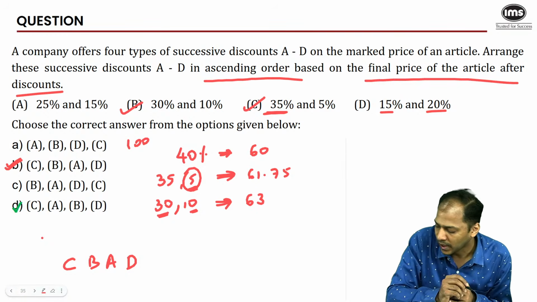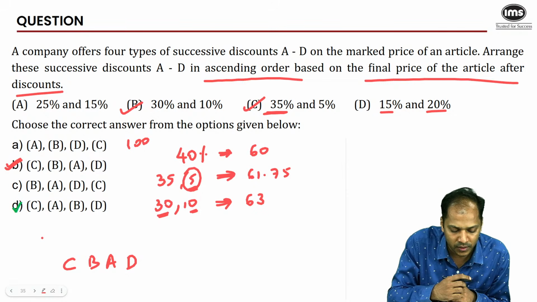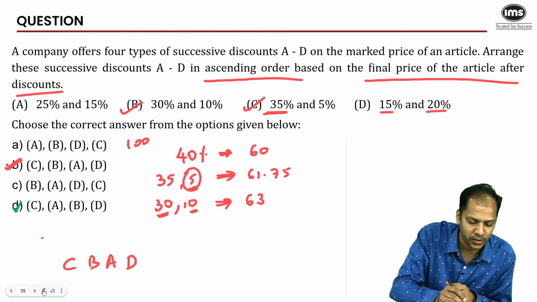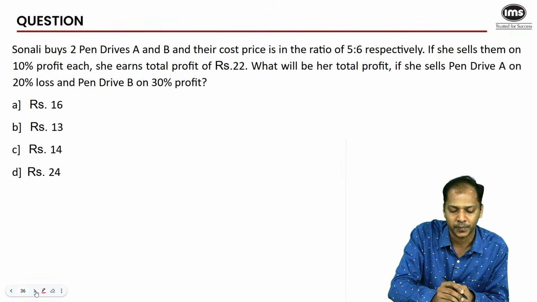Oops, have I made a mistake here? The answer ticked over here is CA. No, I think there's some issue here. The correct answer has to be CBAD only.